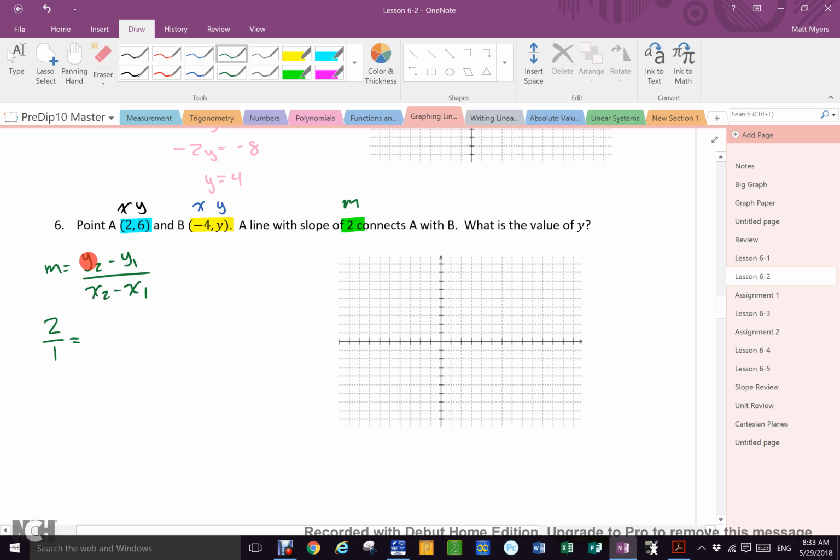What goes in for y2? Who decides? You decide. What would be the smart one to put there? I put y minus 6, because that's the order we like to see things. Which makes this guy y2. What does that make this guy? X2. So it's negative 4 minus 2. Then I simplify. 2 over 1 equals y minus 6 over negative 6, correct?